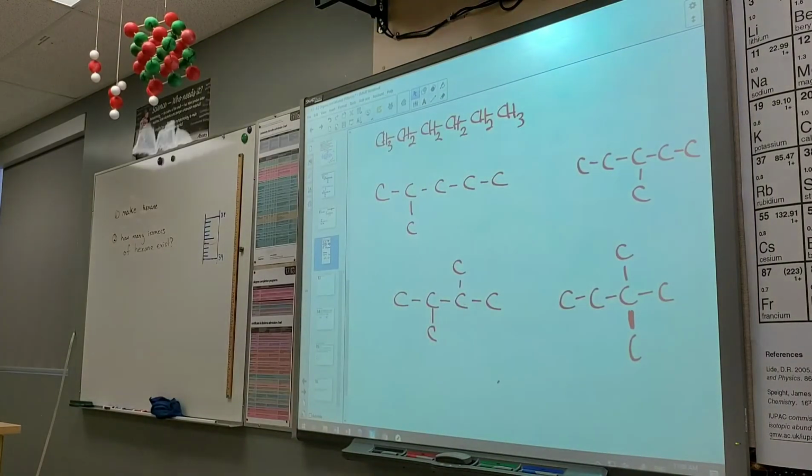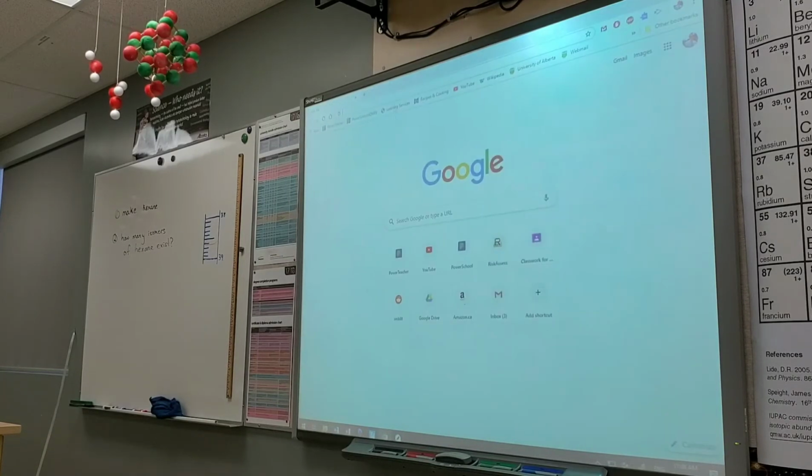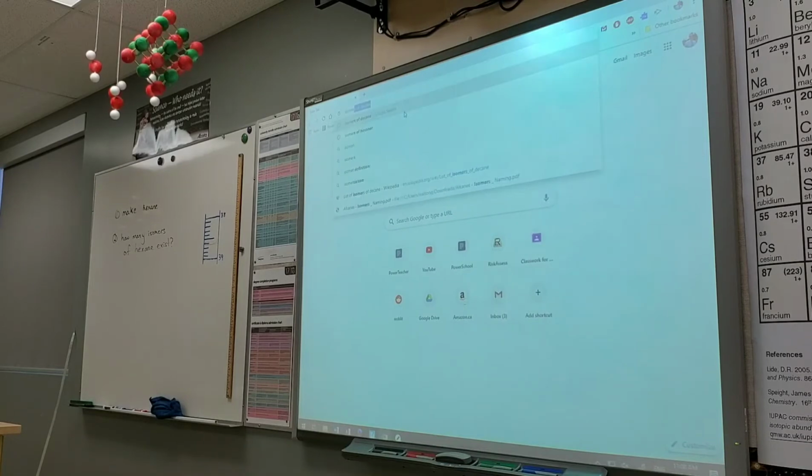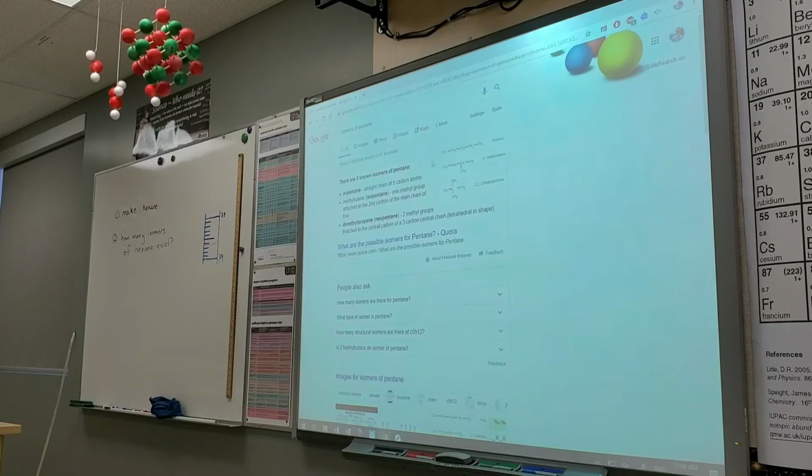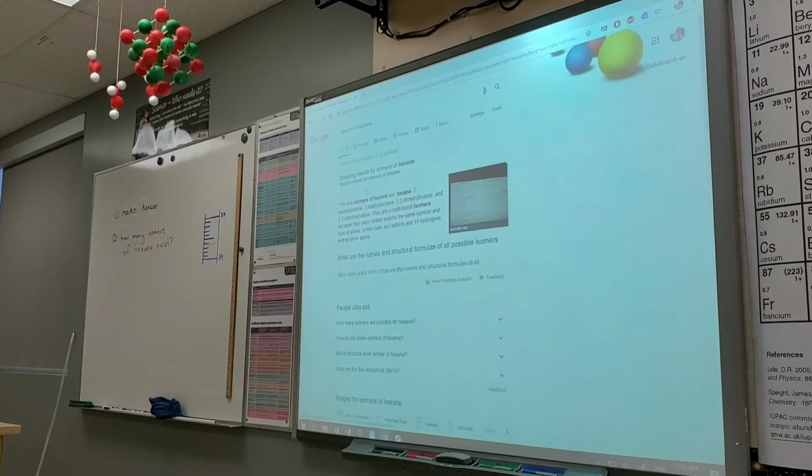The more carbons you have on your molecule, the more isomers you can draw. It's pretty complicated math, but the number rises very dramatically. So let's just Google isomers of pentane. Do you remember how many isomers of pentane there were? Pentane, there were only 3, right? So there are 3 known isomers of pentane. You can't get any more than that. Hexane, there are 5 isomers of hexane.